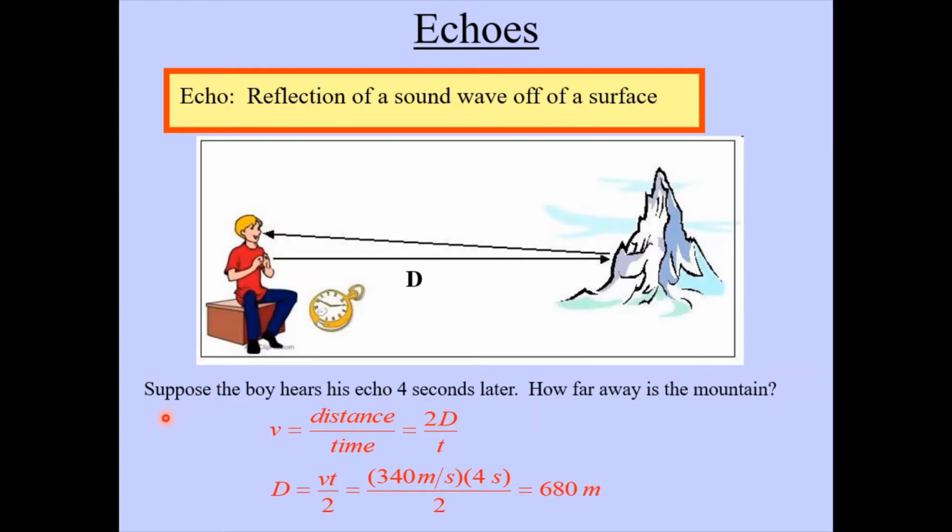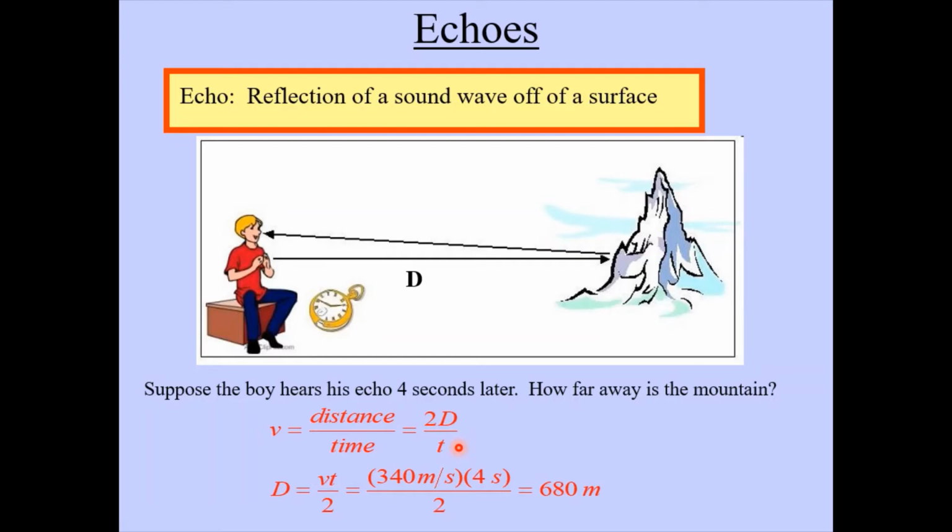So suppose the boy hears his echo 4 seconds later. How far away is the mountain? This is a way that we can use sound as a sort of echolocation device to measure the distance to a faraway surface. So we know that velocity or speed is distance over time. The distance that the sound wave travels is actually 2 times this distance, because it has to go there and it has to come back. So the total distance it travels is 2d, and the time is t.